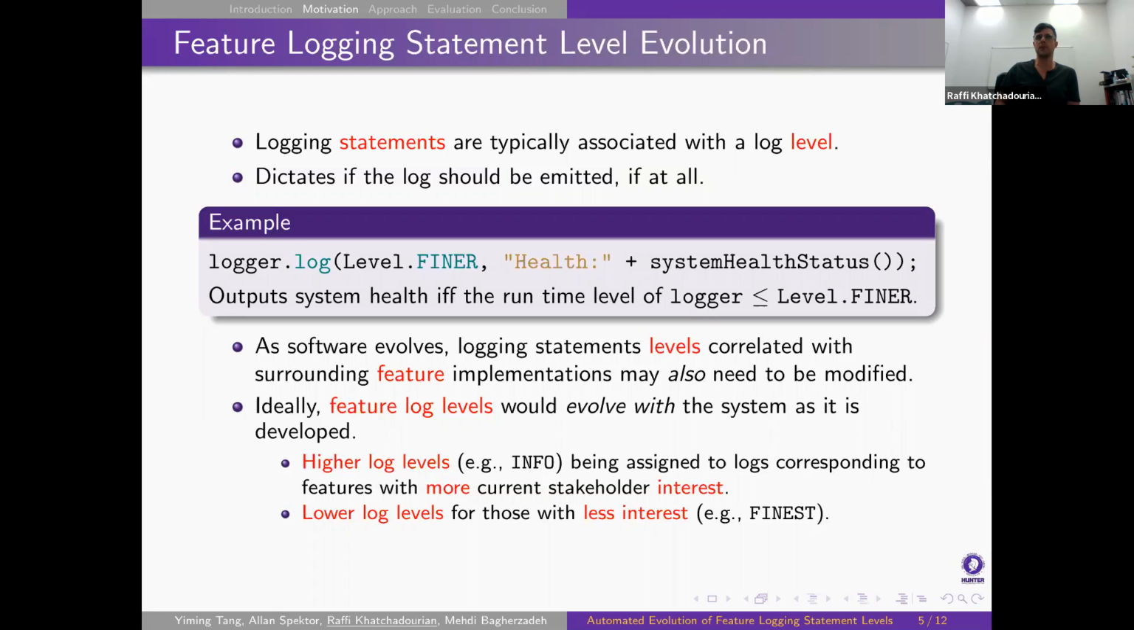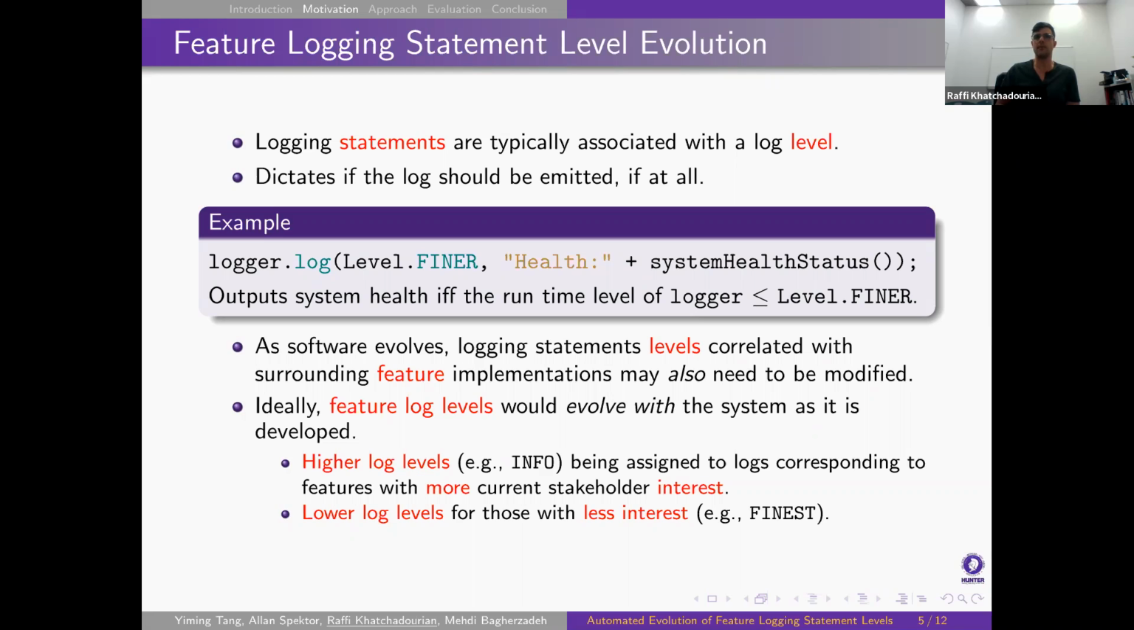Logging statements are typically associated with a log level, which dictates whether the log should be emitted, if at all. Here we have an example of a logging statement on an object logger calling the log method and giving the finer logging level. After the log level, we have a dynamic string statement outputting the system health. This log will execute if and only if the run level of the logger object is less than or equal to the finer level.